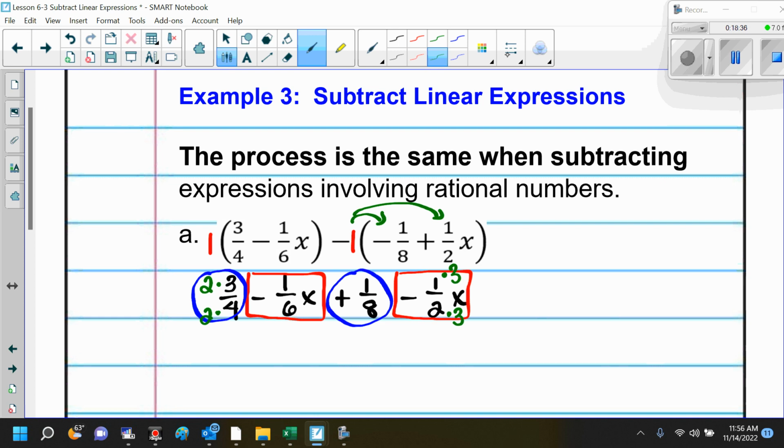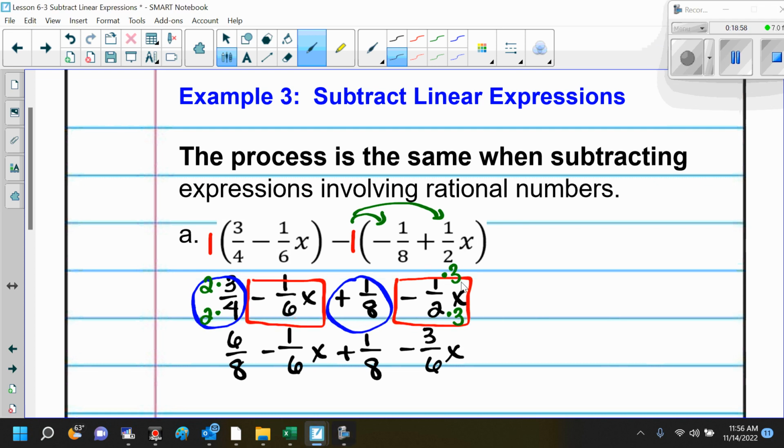And so now I can rewrite. So this is going to be 6/8 minus 1/6 x plus 1/8 minus 3/6 x.